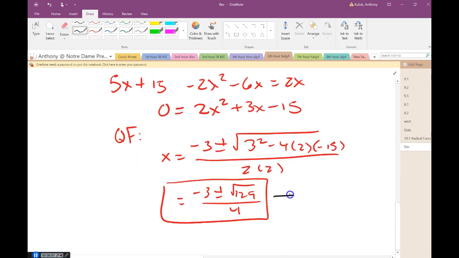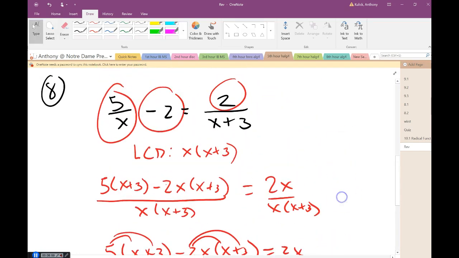So I would take this answer, and I'd look at the original problem and plug that answer into the denominators and check to see if it gives me a zero denominator. Any denominator being 0 means it's extraneous. Doesn't matter where it is or how many times it happens. If there's one 0 denominator, that solution is extraneous. Okay?